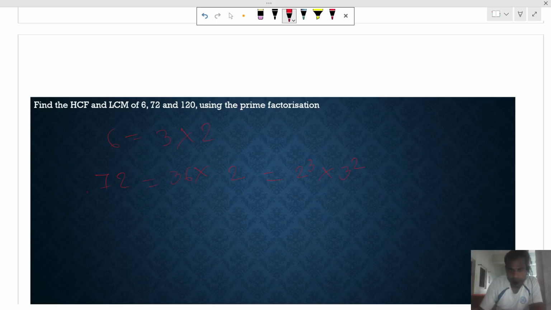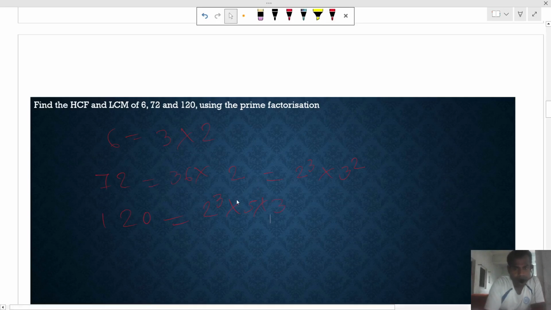Same, 120 is equal to 2 to the power 3 into 3 into 5. Sorry. The answer will be 5 into 3.